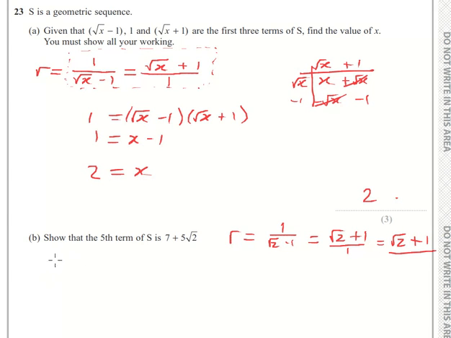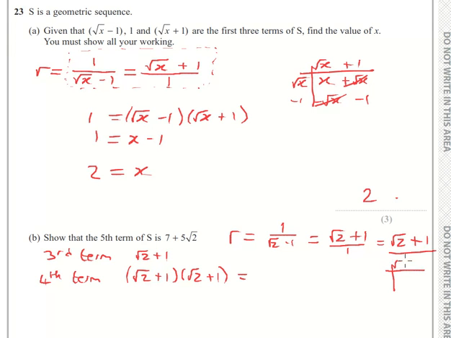Now, we already know what the third term is. The third term is root 2 plus 1. We're told that. So the fourth term is going to be root 2 plus 1 times by root 2 plus 1. And that's going to equal, if we do a little grid over here, root 2 plus 1, root 2 plus 1, we get 2 plus root 2 plus root 2 plus 1. And so that's 3 plus 2 root 2.